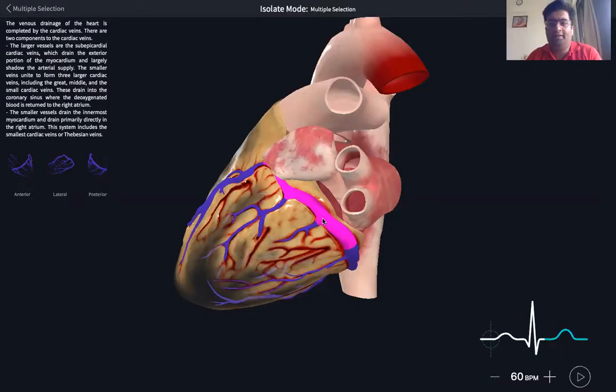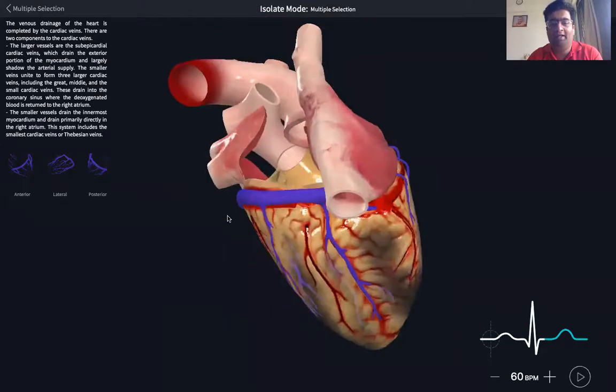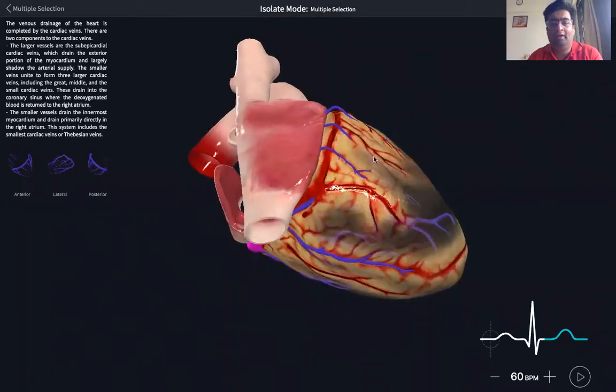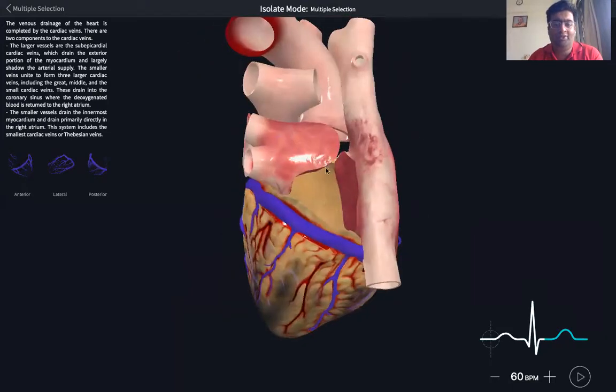Now, what you see highlighted here in pink right now are the coronary veins. So coronary veins are responsible for draining all the deoxygenated blood from the walls of the heart and into the right atrium. That's the function of the coronary vein.